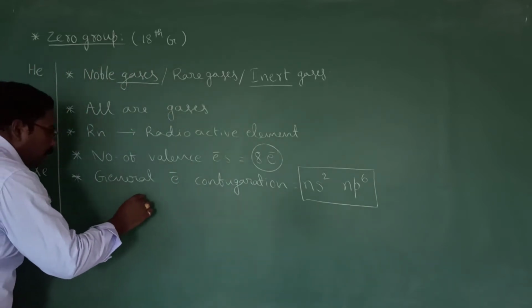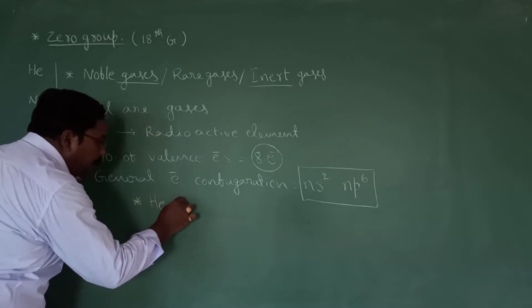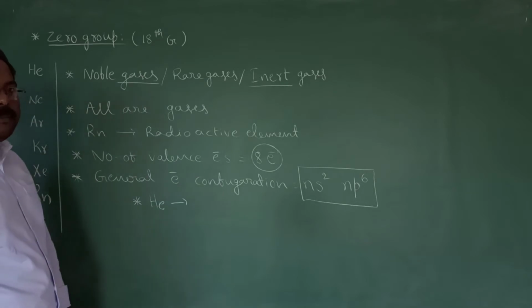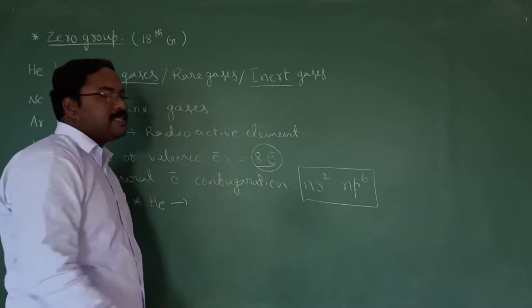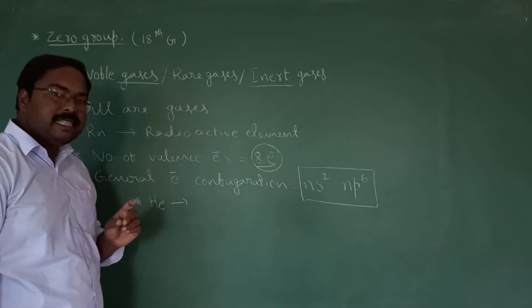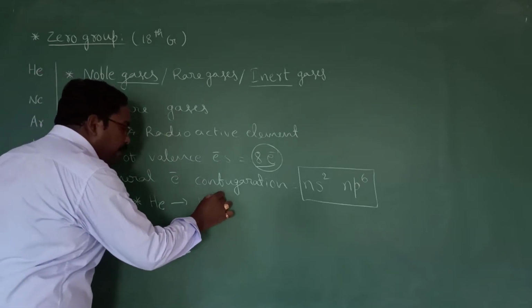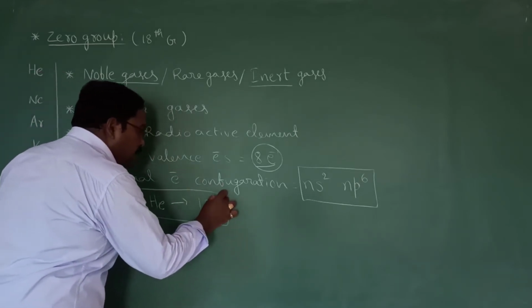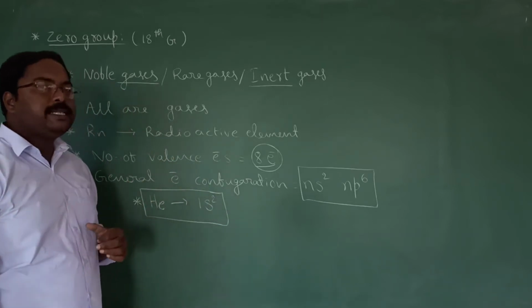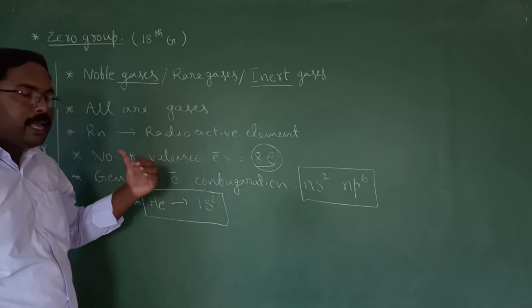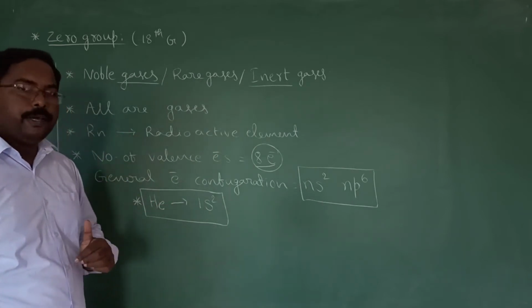Now if you observe all the elements, we can find one exception, that is helium. Helium's atomic number is 2, so it contains only 2 electrons. It doesn't contain 8 electrons in the valence shell. It has a doublet electronic configuration, so its orbit is completely filled. Because of that, helium is stable. All the remaining elements have an octet configuration, but helium has a doublet configuration.